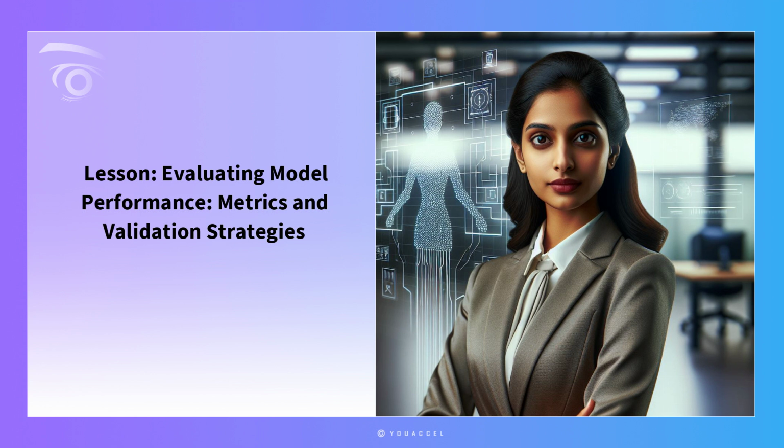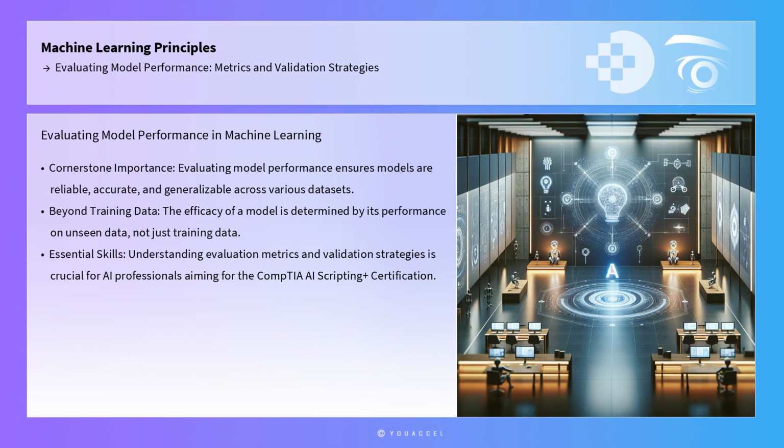Lesson: Evaluating Model Performance, Metrics, and Validation Strategies. Evaluating model performance is a cornerstone of machine learning that ensures models are reliable, accurate, and generalizable across various datasets. The efficacy of a machine learning model is not solely determined by its ability to predict outcomes on the training data, but rather its performance on unseen data. Therefore, understanding how to evaluate model performance through metrics and validation strategies is crucial for any AI professional aiming to achieve the CompTIA AI Scripting Plus certification.